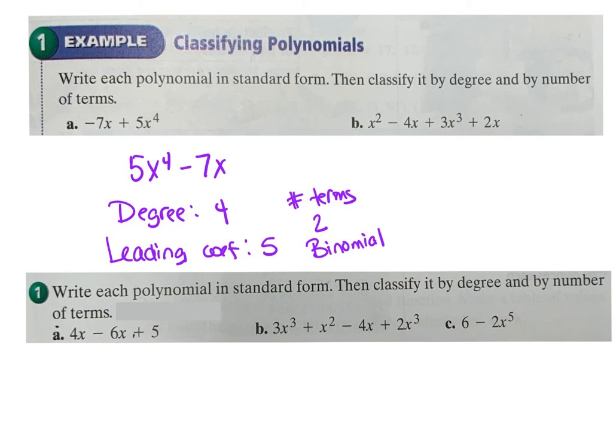For the next one, I'm going to put it in standard form, 3x cubed. The next one's going to be positive x squared. Then I have 2 terms that just have an x, and I want to combine those. Negative 4 plus 2 gives me a negative 2x. Now I can decide what type it is. Well, it's a degree of 3.